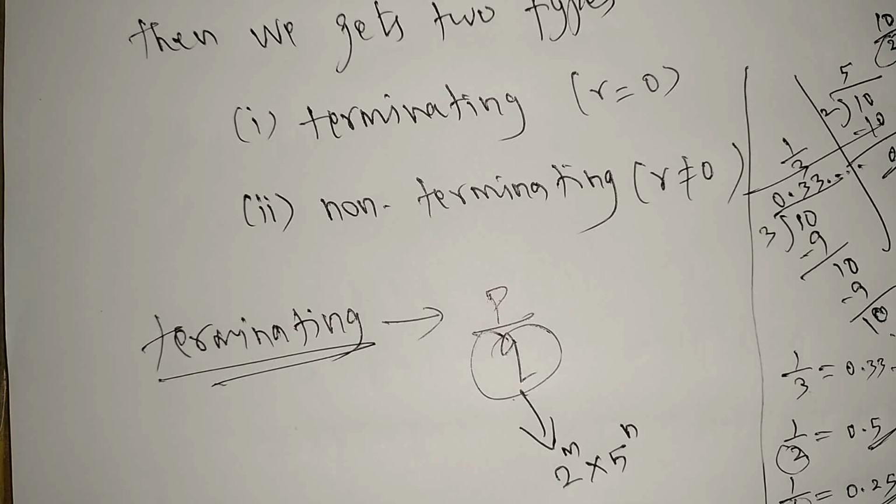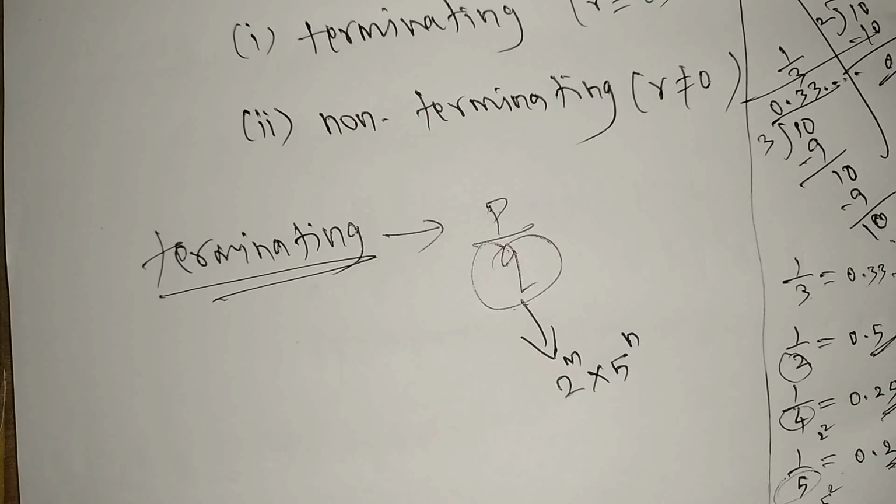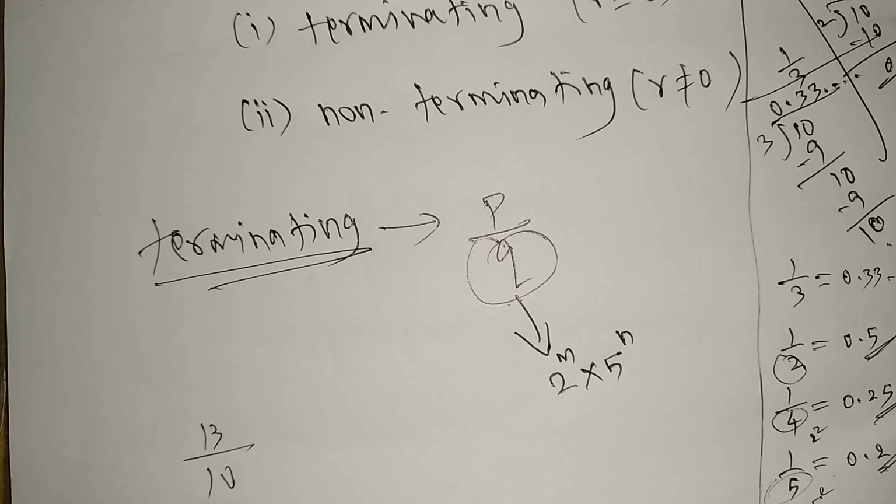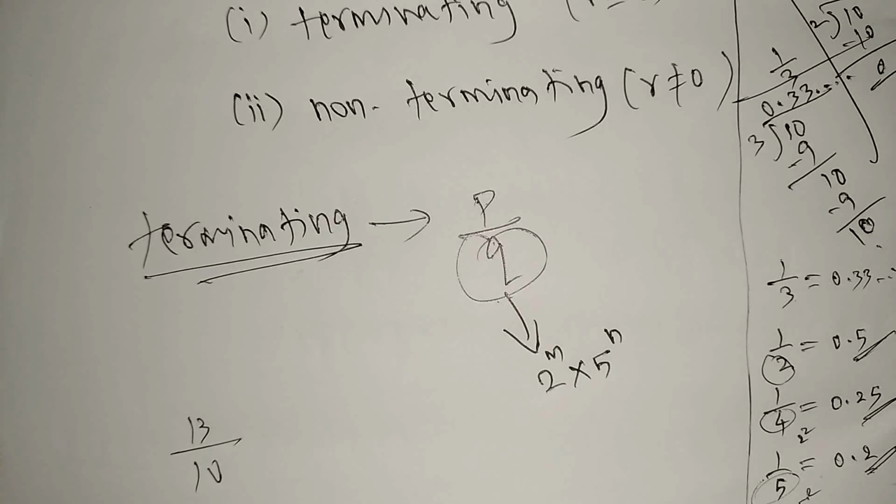In the denominator only we have to check it. For example, suppose some other number you can take, like 13 by 10. I'm taking 10 here. See, 13 by 10 we are able to write as 2 into 5. So we have a 2 and 5.